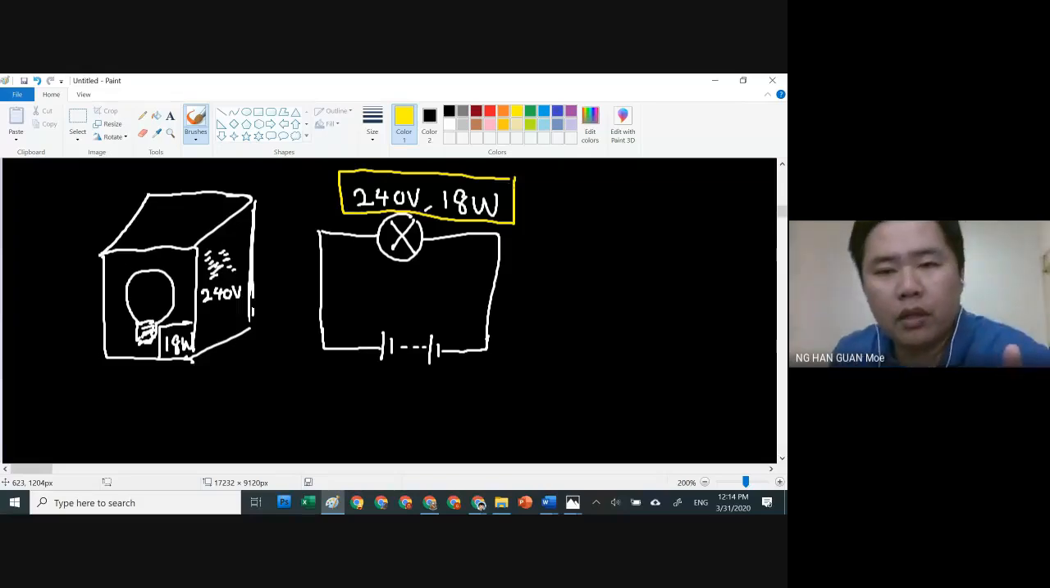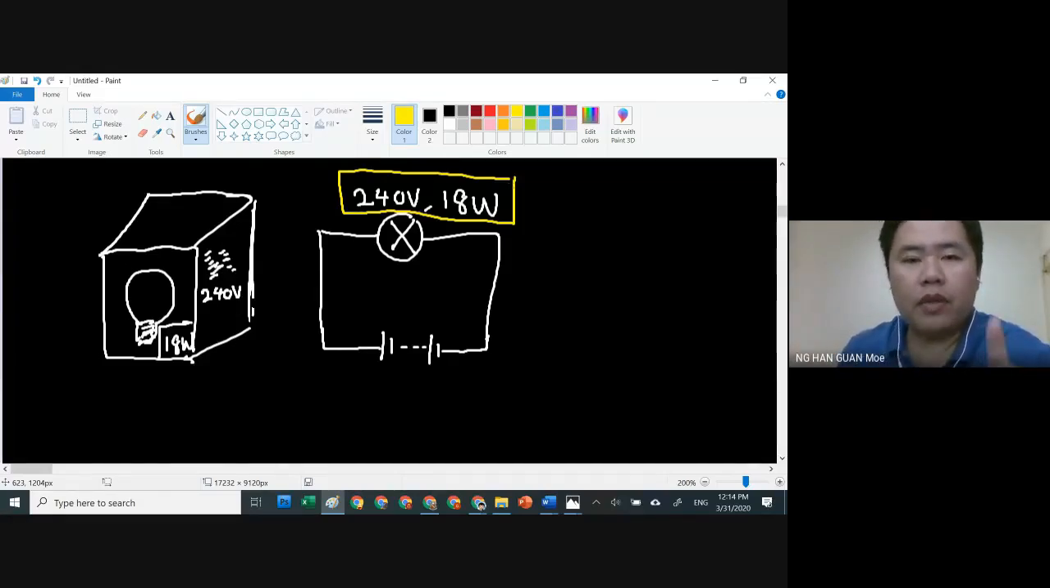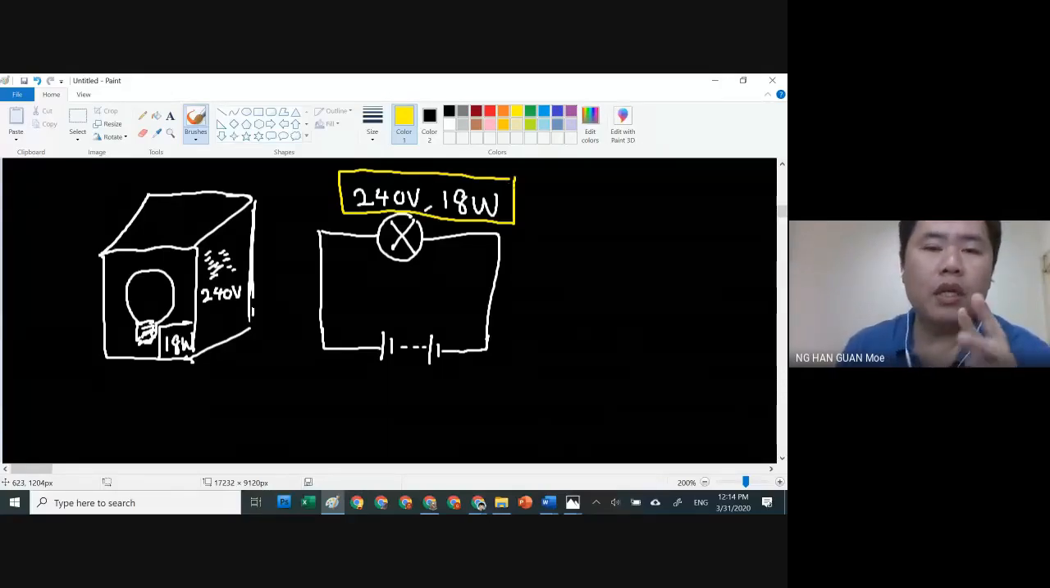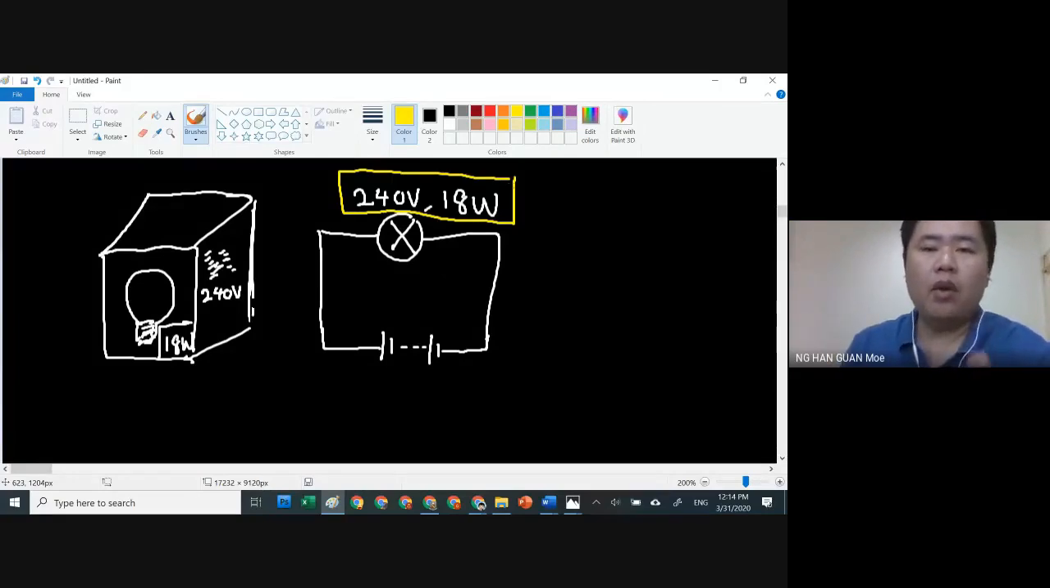First one, you have to answer: what is the meaning of this power rating, 240 watt and 18 watt? This is one of the popular questions in past years, especially in essay. If I'm not wrong, in the past 15 years, this has been asked 2 or 3 times already. I repeat again, what is the meaning of the 240 watt and 18 watt power rating as given?